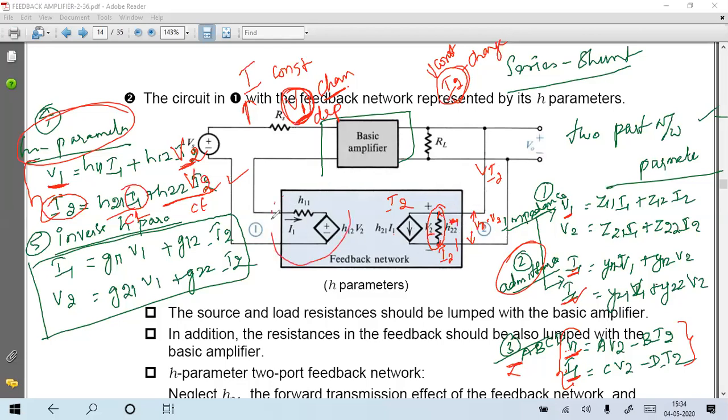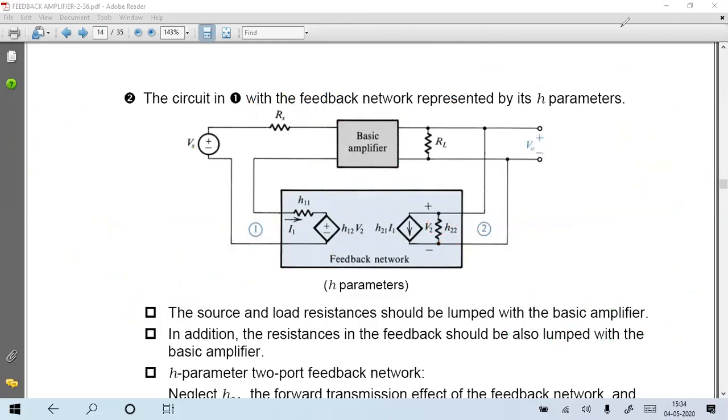What should be the output side of the feedback network? So the output side of the feedback network, what is that? H parameter only, if you consider V1, I2, V1 I2 means H11 I1 plus H12 V2. Next H21 I1 plus H22 V2. This is over. So H22 into the voltage across that is V0. V0 is nothing but V2. H22 into V2, summed with another current source H21 into I1.